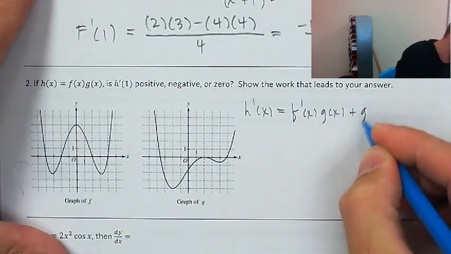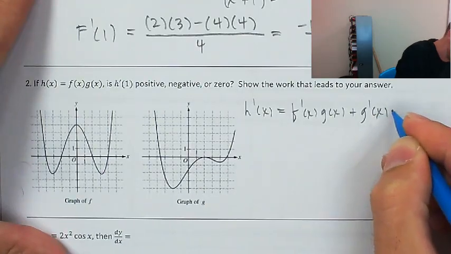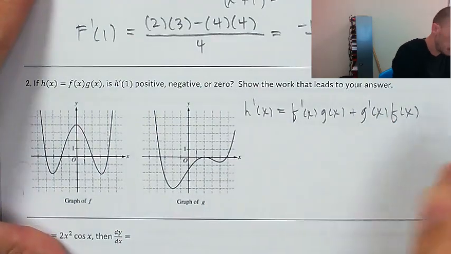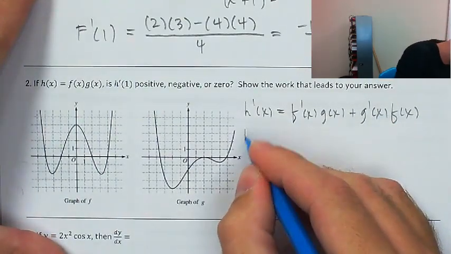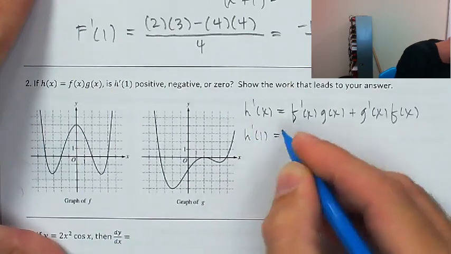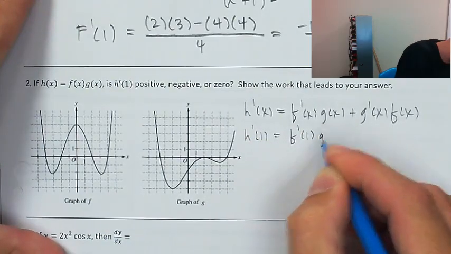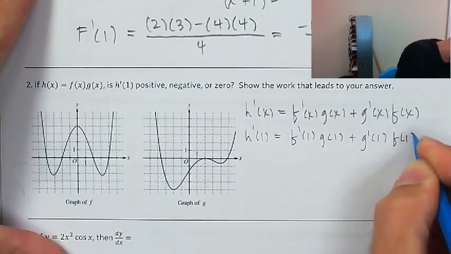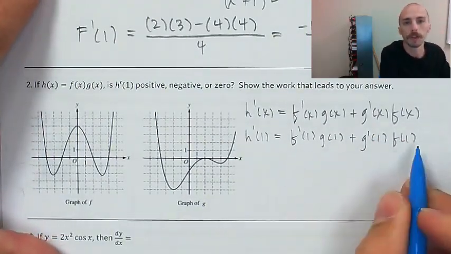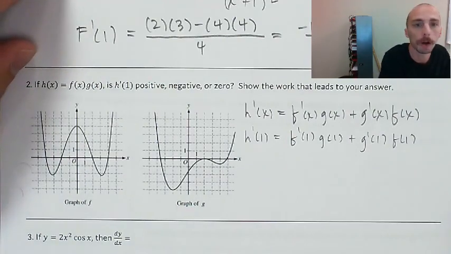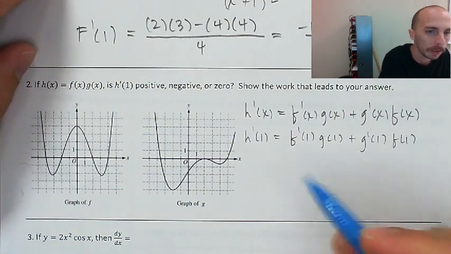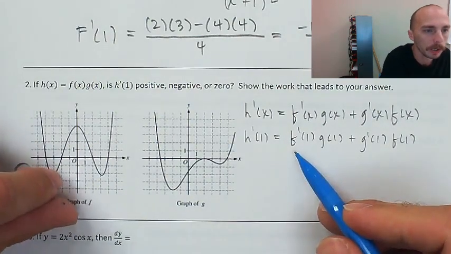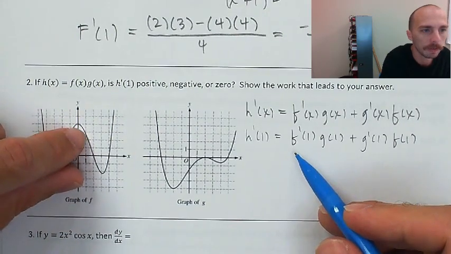And then I'll add taking the derivative of the other one while leaving the 1 the same. Okay. And then I'm going to plug in 1. And that's going to be f prime of 1, g of 1 plus g prime of 1 times f of 1. Okay, in each of these four things, we're only going to be able to determine whether they're positive or negative or 0. Okay, so f prime of 1 is going to be the slope of f at x equals 1.